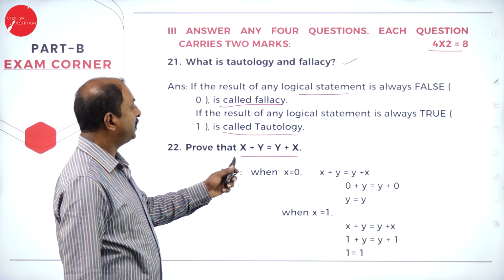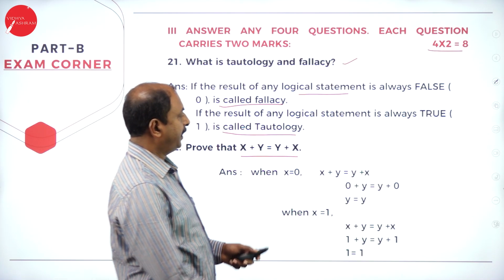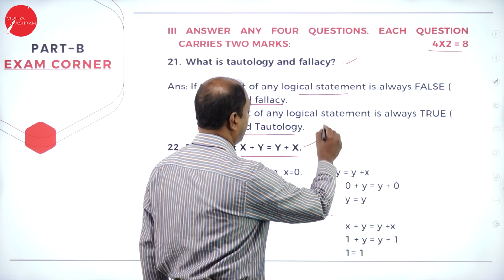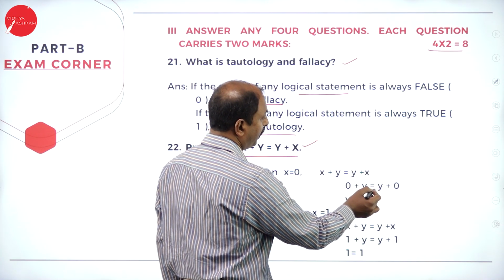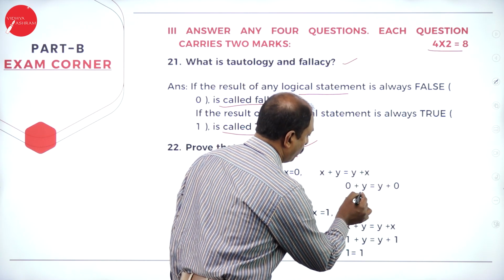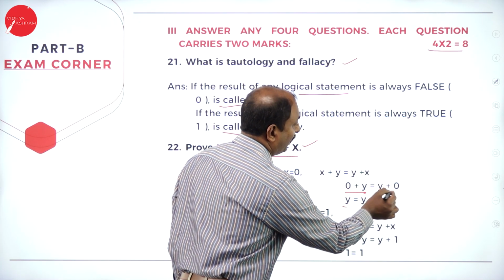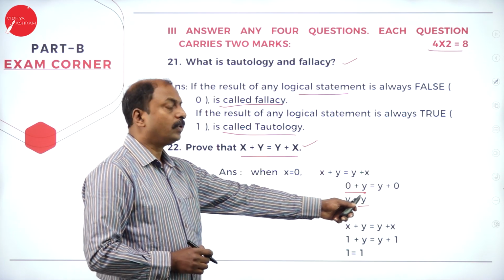So let us assume that when x equals 0, then x plus y equals y plus x is the given equation. So substitute 0 here: 0 plus y equals y plus 0. 0 plus y is y and y plus 0 is y. So it is y equals y, LHS equals RHS.